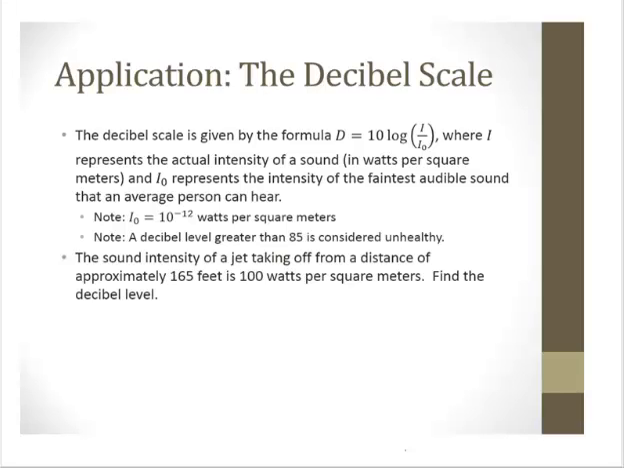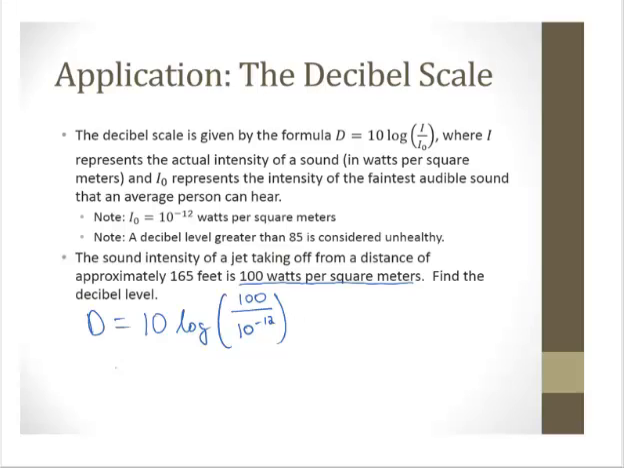All right, so here's an example. The sound intensity of a jet taking off from a distance of approximately 165 feet is 100 watts per square meter. Find the decibel level. So the decibel level would be equal to 10 times the log of, now let's see, I represents the actual intensity of the sound. The intensity of the sound here is 100 watts per square meter. So 100 over I sub 0, which is 10 to the negative 12th.